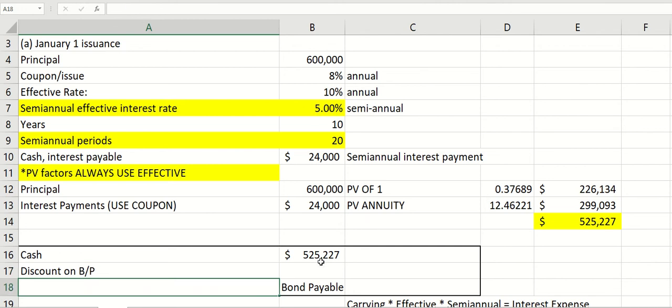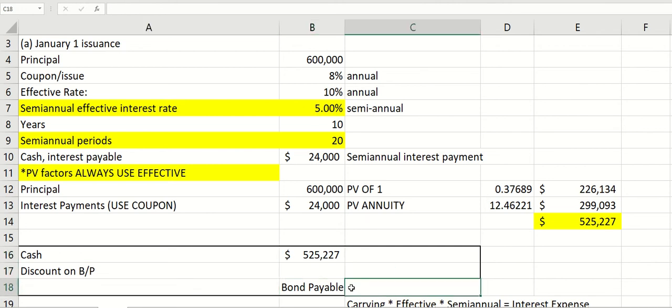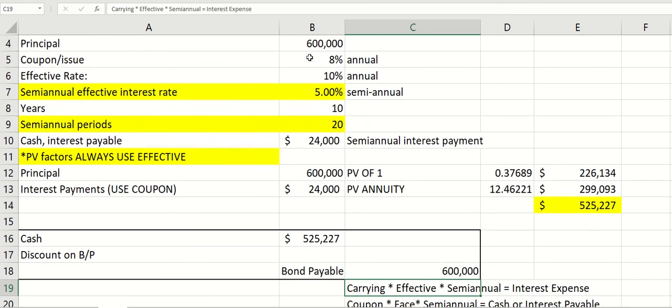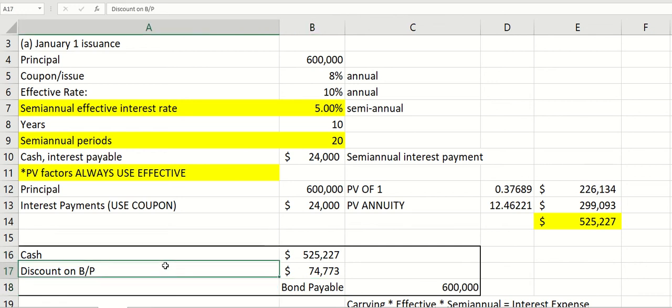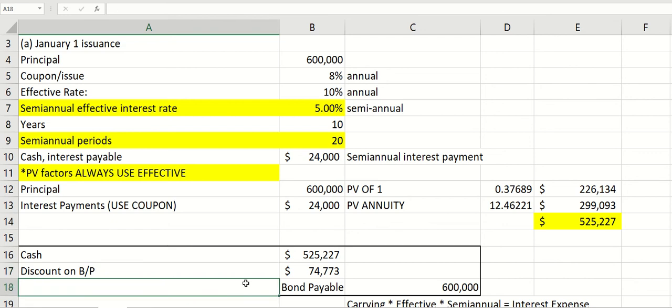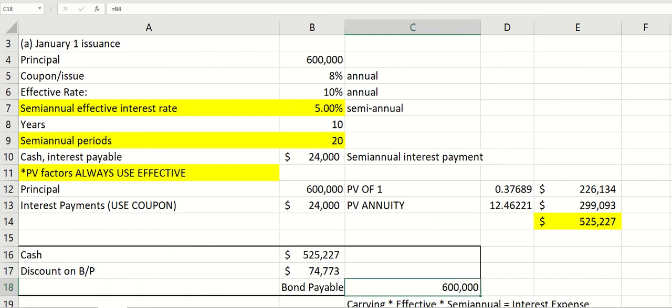Discount on bonds payable. I will have to plug that figure, but I know that I'm going to owe $600,000 in bonds payable. The discount on bonds payable will increase my interest expense, and it holds it there until we incur interest expense, and my discount would be the difference between the two. So this would be your issuance entry for January 1st, and this is what I would expect: cash, discount on bonds payable, and bonds payable of $600,000.